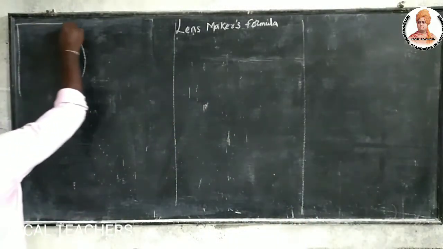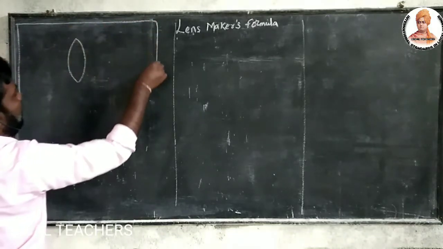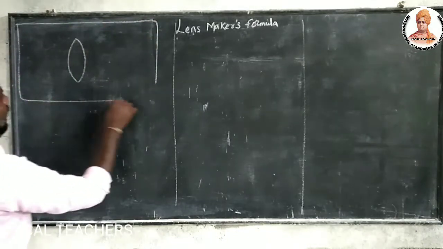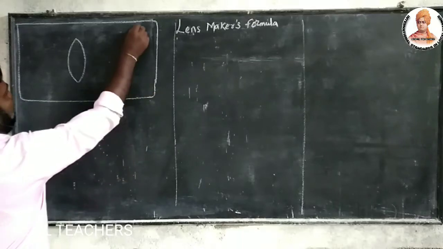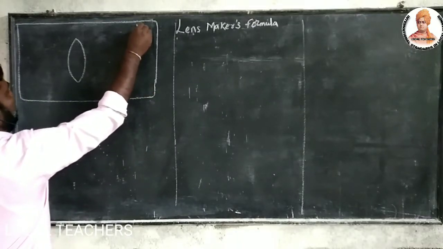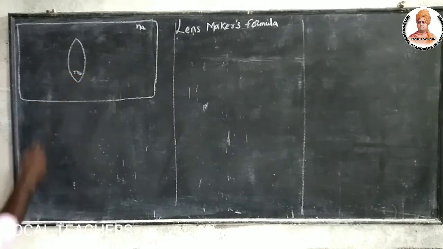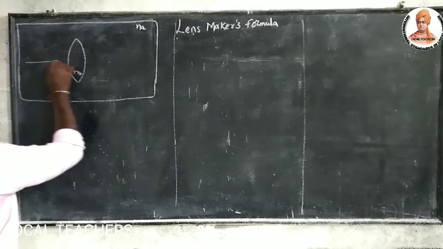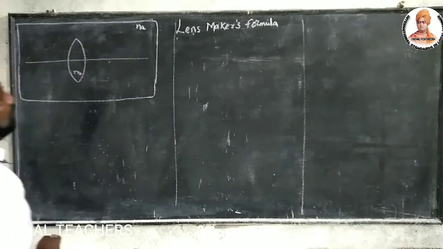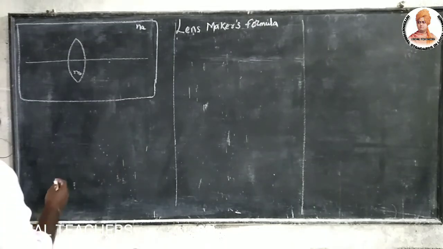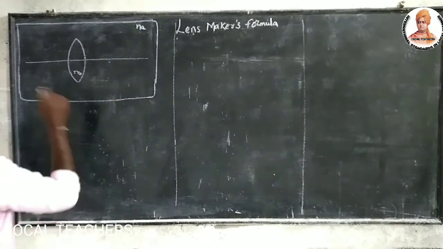that is placed in another medium, air, whose refractive index is Na, and the refractive index of the lens is Nb. Consider this is the principal axis.